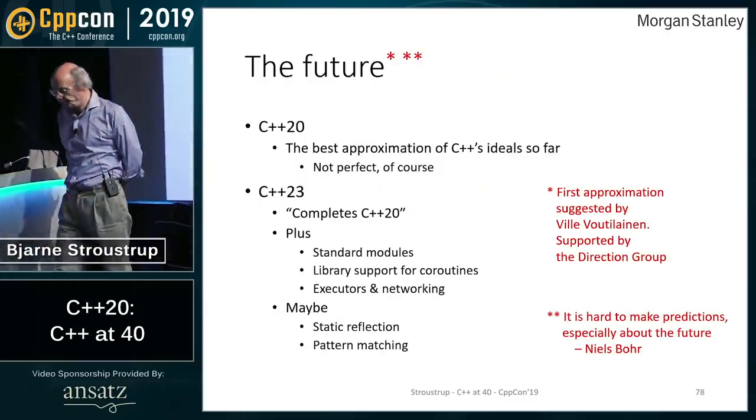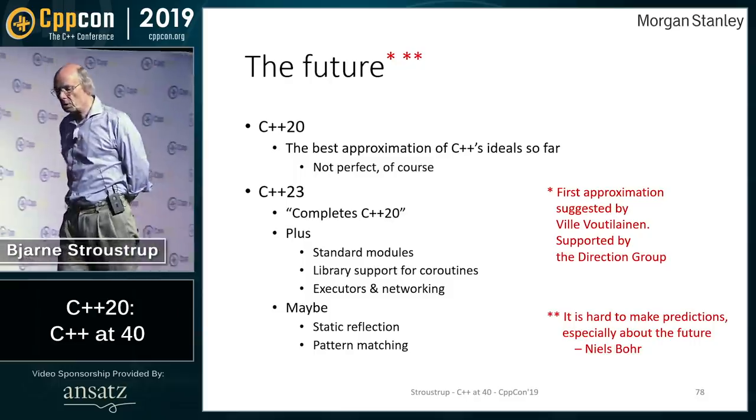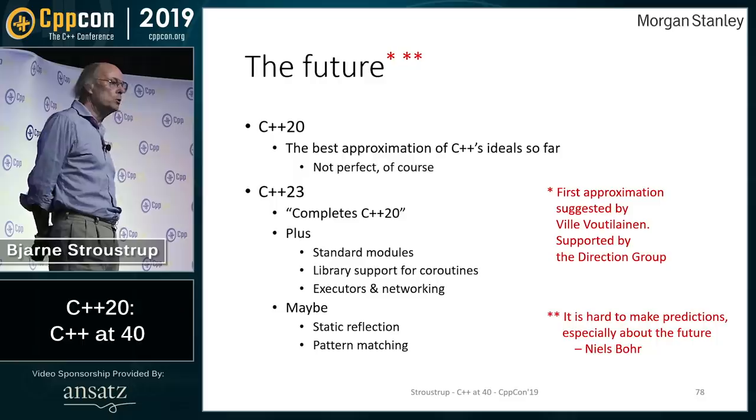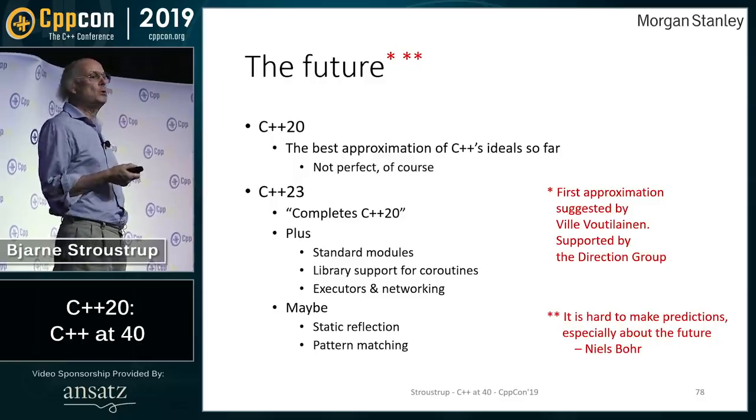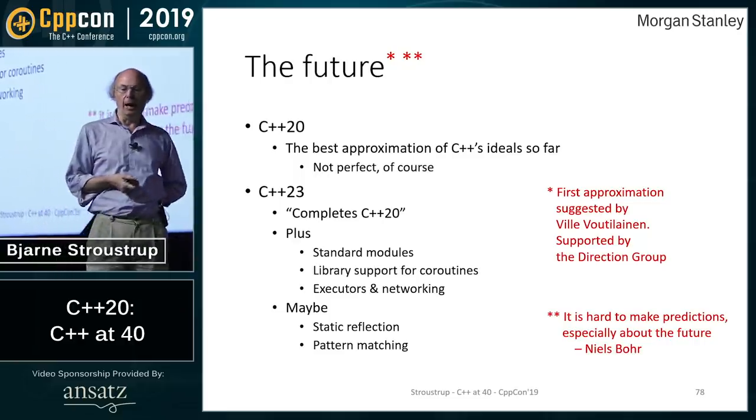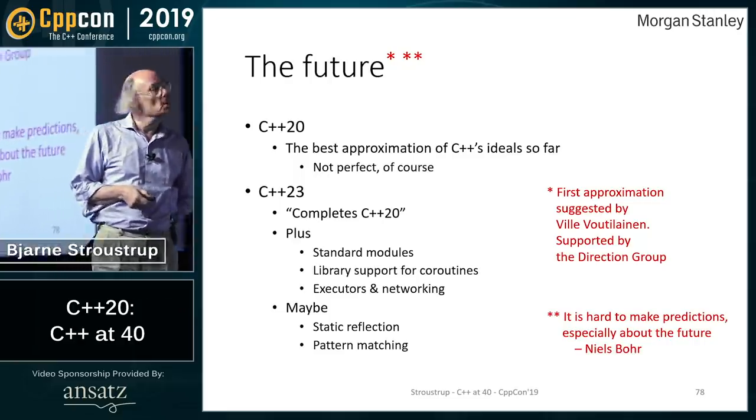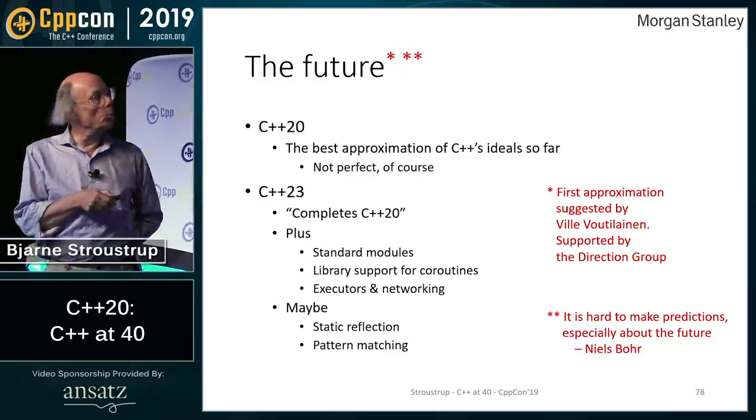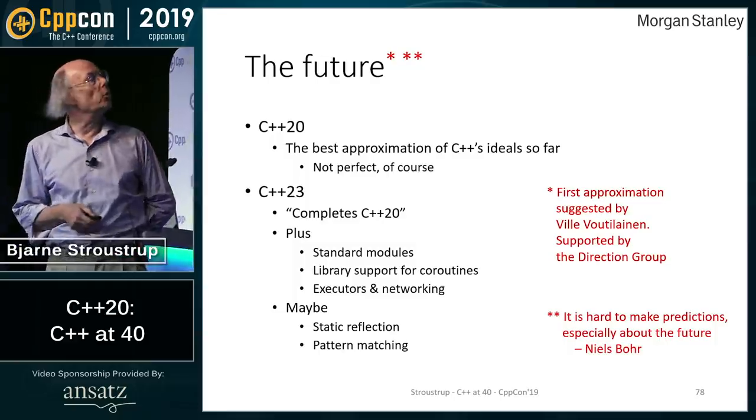There's this old story about a journalist coming up to an accomplished person and saying, okay, you have cured cancer and ensured world peace. So what are you going to do next? People are never happy, right? You want more. So C++ is the best approximation. It's not perfect, of course, but it's actually great.